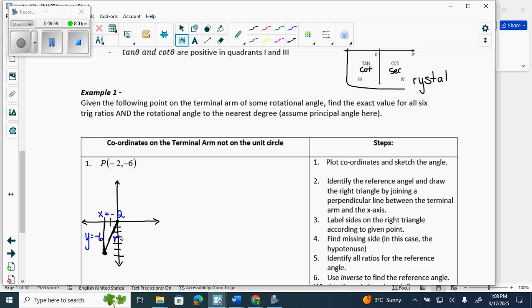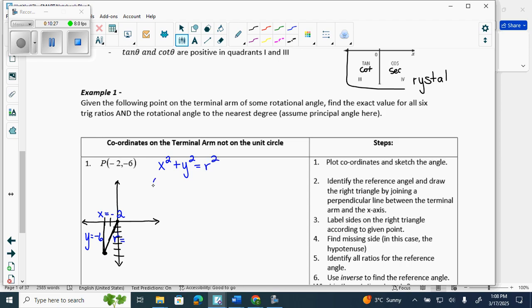And r, how would I find it? Does anyone remember? We can use grade 10 math. X squared plus y squared equals r squared, or a squared plus b squared equals c squared, right? So we're looking for the hypotenuse. We're looking for the r. So instead of a squared plus b squared equals c squared, in trig we say x squared plus y squared equals r squared. Okay? So we're going to go x squared plus y squared equals r squared.